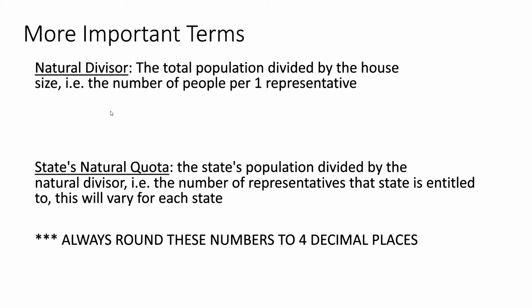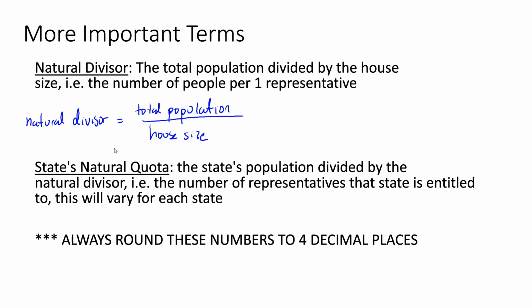And now we have some more important terms. The first one is natural divisor. This is the total population divided by the house size. And this is something you'll have to calculate. And what the natural divisor is, it's the number of people per one representative. So maybe a state has 356 people for every one representative they're due in, whatever system they need representatives for.